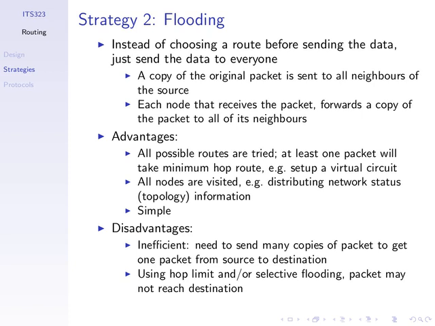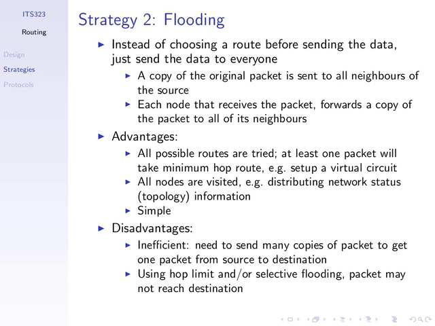Another advantage is that all nodes are visited. If I want to distribute information to all nodes in the network, just flood the network. Send a copy to all my neighbours, therefore all my neighbours have a copy of that information, and then they send to their neighbours. Eventually everyone will get a copy of the information. And in fact, that's used in some adaptive routing protocols. To learn information about the network status, flooding is sometimes used.